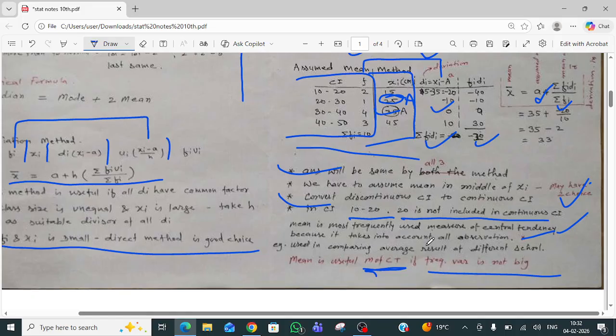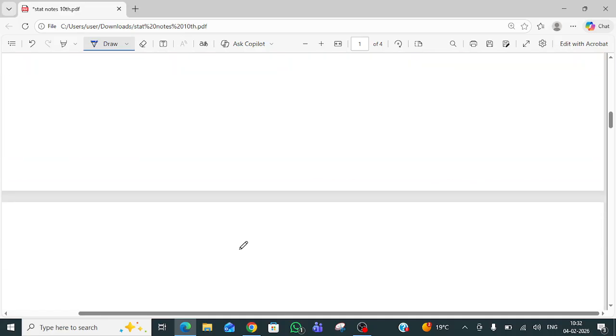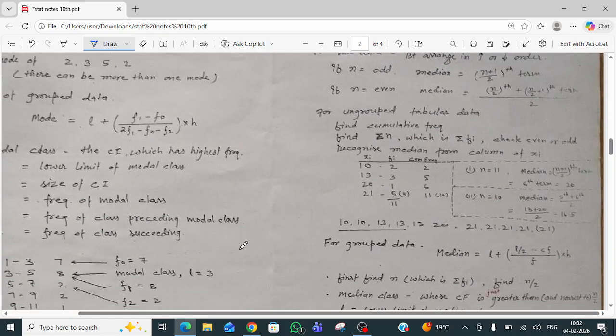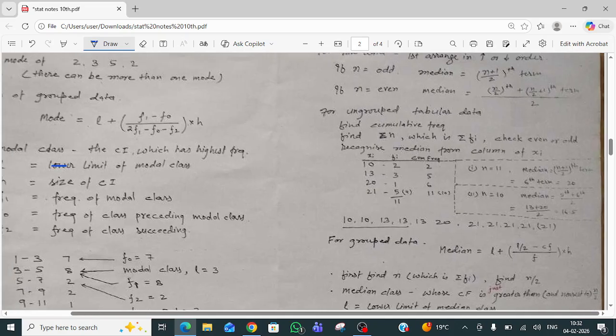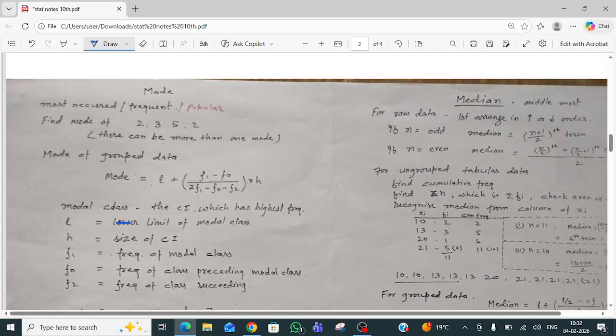Now this mean topic is over. Now we'll move to mode. Mode is again very easy, the easiest among these three. Mode is the most occurred, in other words, we can say most frequent, most popular.